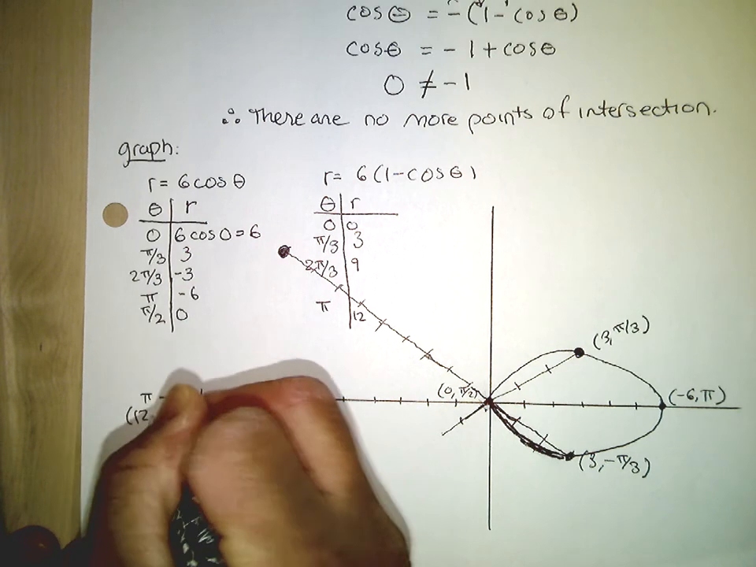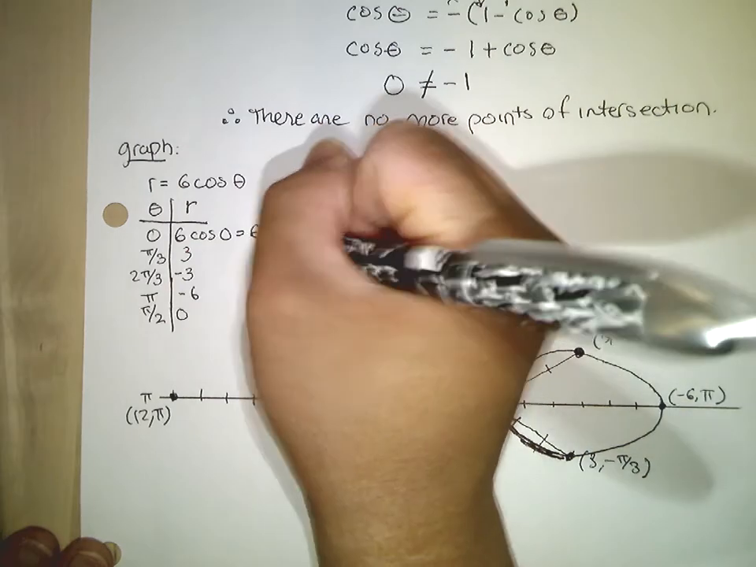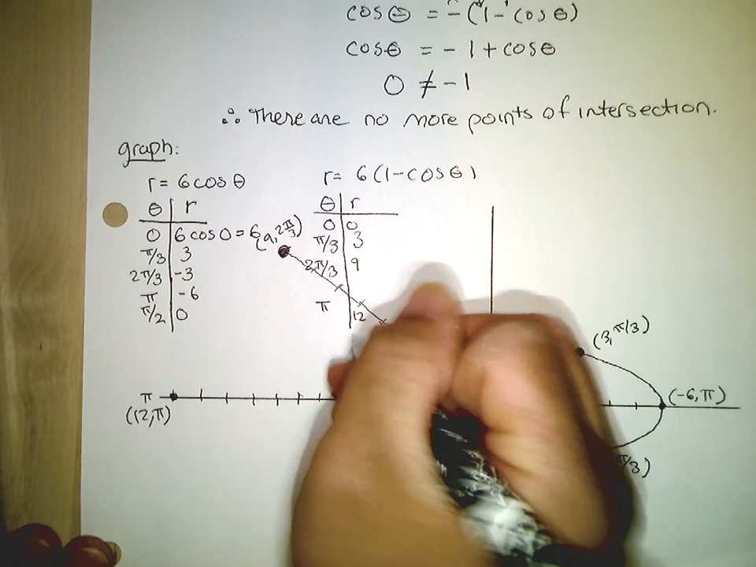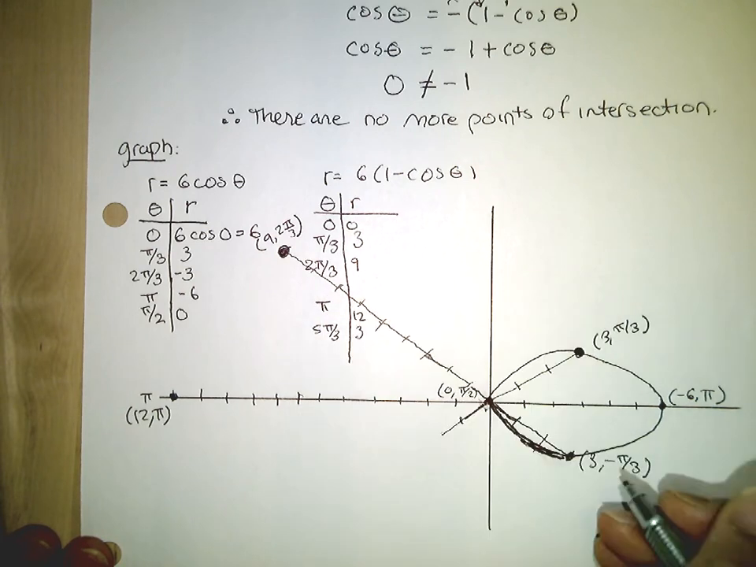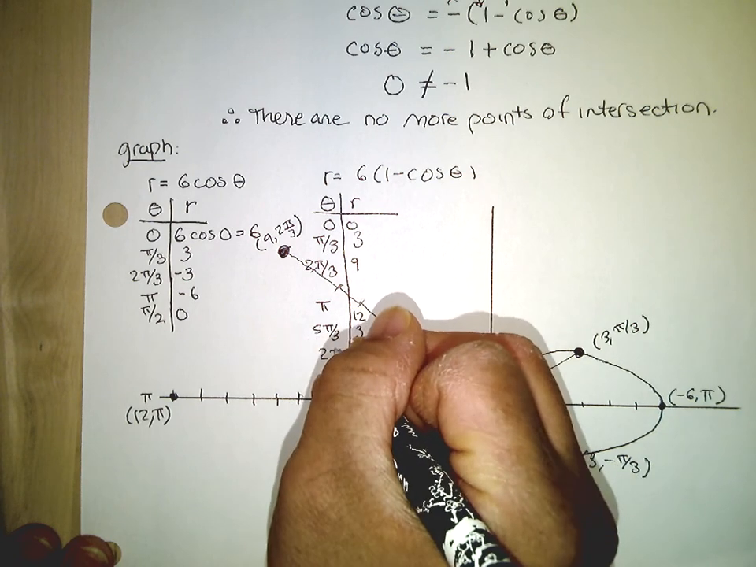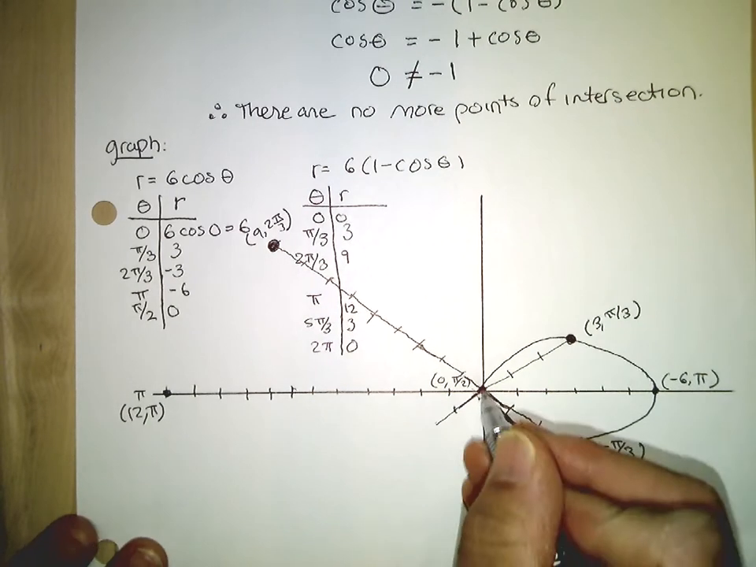So this is pi, 12, and this is, what was that? That was 9 and 2 pi over 3. And then let's do 5 pi over 3. That will give us a 3. And so 5 pi over 3, 3. And then, let's see, one more. How about 2 pi and 0? All right, so that brings us back to where we started here.